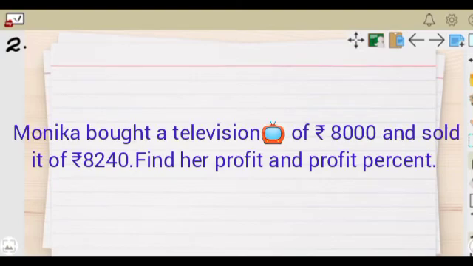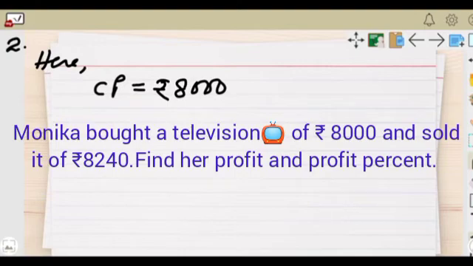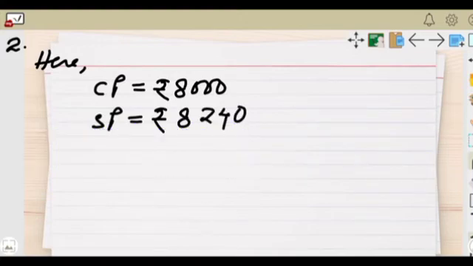Monica bought a television for rupees 8,000. First, I'll write here. Monica bought a television of rupees 8,000. So cost price will be how much? Rupees 8,000. And sold it for rupees 8,240. Selling price will be how much? Rupees 8,240. Okay, next, find her profit and profit percent.